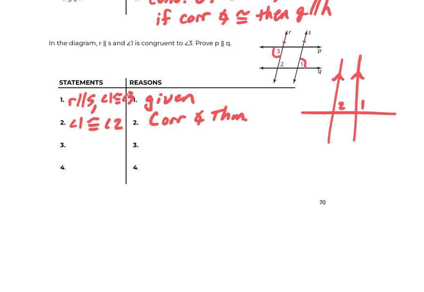Okay, so now we have to come up with the statements here, so that's the part that's a little bit harder. How can I use the two pieces of information that we have right now to make a new statement? Angle 1's congruent to 3, angle 1's congruent to 2. So what could be a new statement that I could make here?